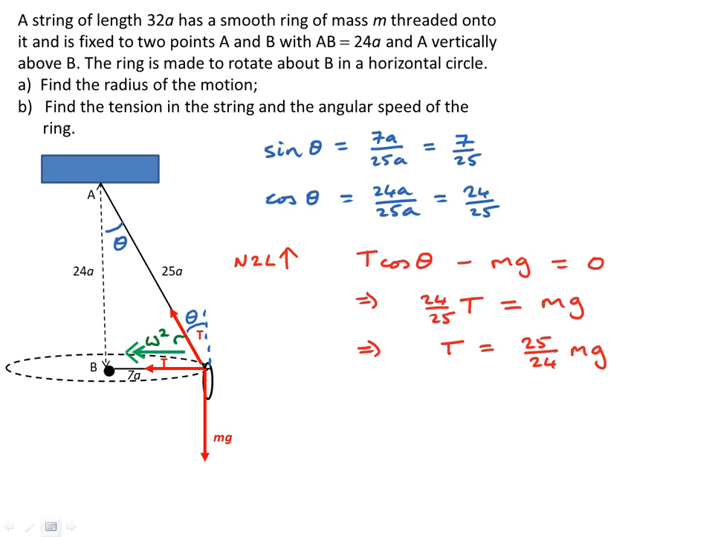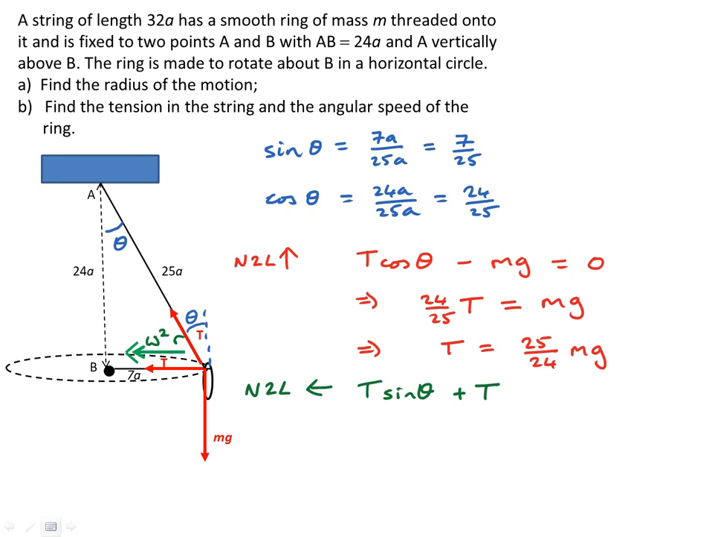Applying Newton's second law horizontally towards the centre of the motion, so in this case that's to the left, we have the component of the tension in the string joining A to the ring in the horizontal direction is going to be T sine theta, together with the horizontal force T, which is acting on the string which links the ring to B. So we've got plus T. The weight is acting vertically, so that doesn't contribute anything to the horizontal equation.